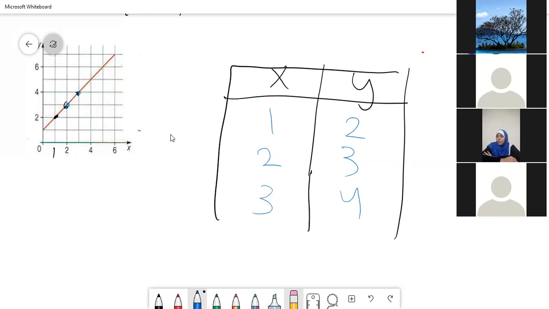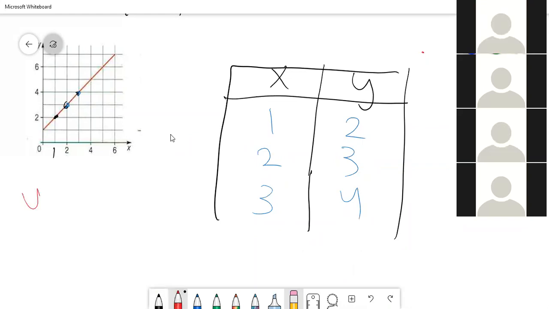We added 1. Okay, if x equals 2, what is y? 3. We added 1. If x is 3, what is y? 4. We added 1. So we have a rule here, right?